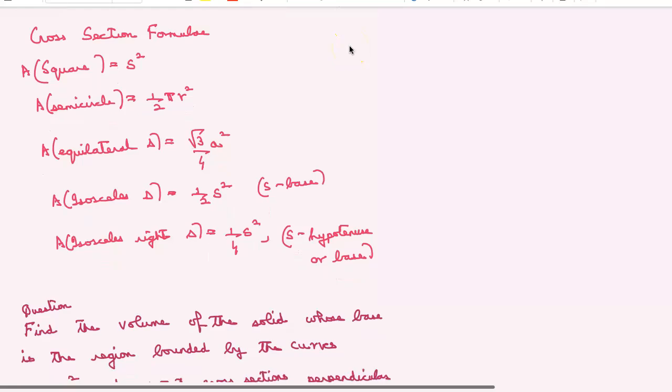So welcome to AP Calculus. Here we will learn a few cross-sectional formulae. This is basically a topic on definite integrals. So a few cross-sectional formulae. Area of a square is s squared.